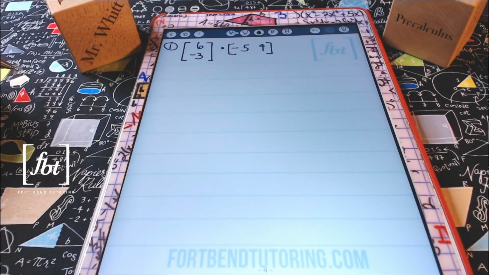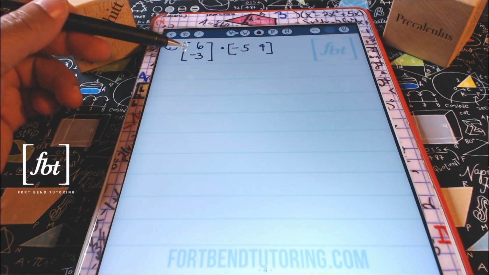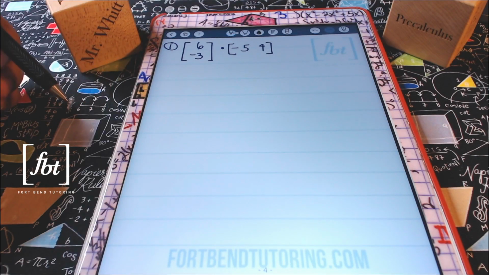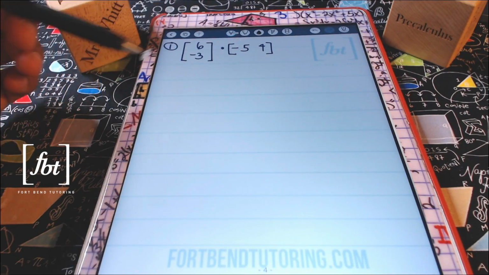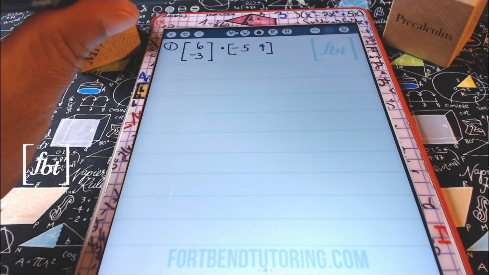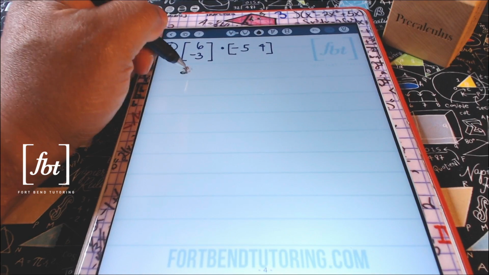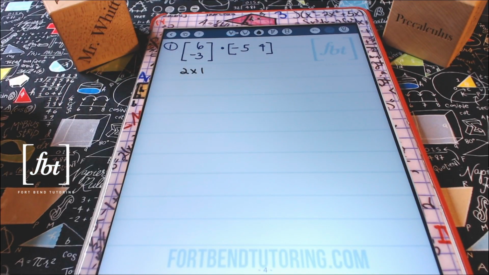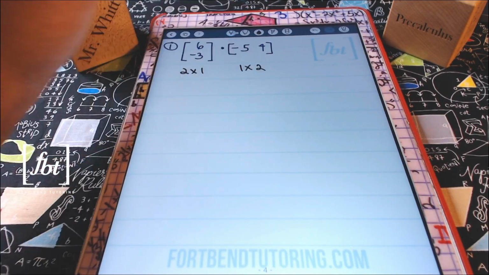Here we have problem number 1. The first thing you want to do, with the fact that I have this first matrix that contains 6 and -3, while my second matrix contains the elements -5, 4, is verify that these matrices are compatible by checking the columns of the first matrix against the rows of the second matrix. So let's identify the order of both of these matrices. The first one is a 2 by 1 matrix, because it has 2 rows and 1 column. And then this second matrix has 1 row and 2 columns.